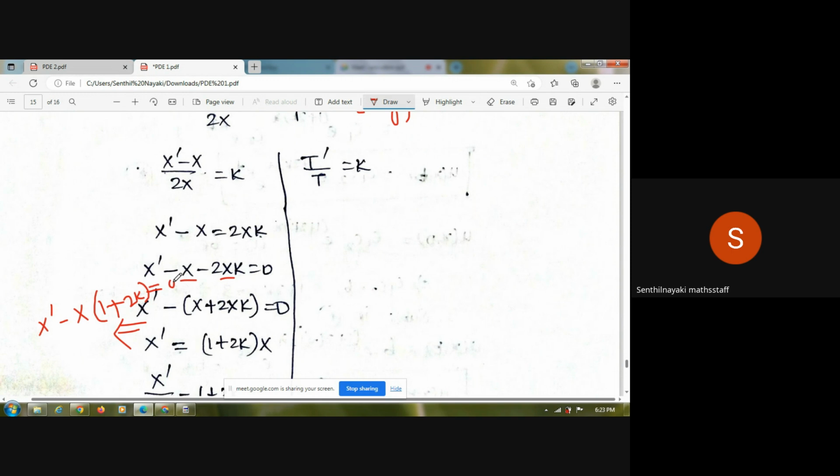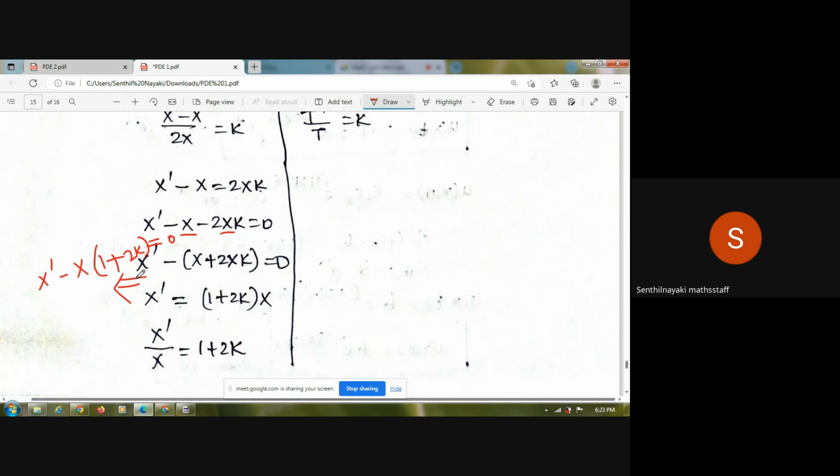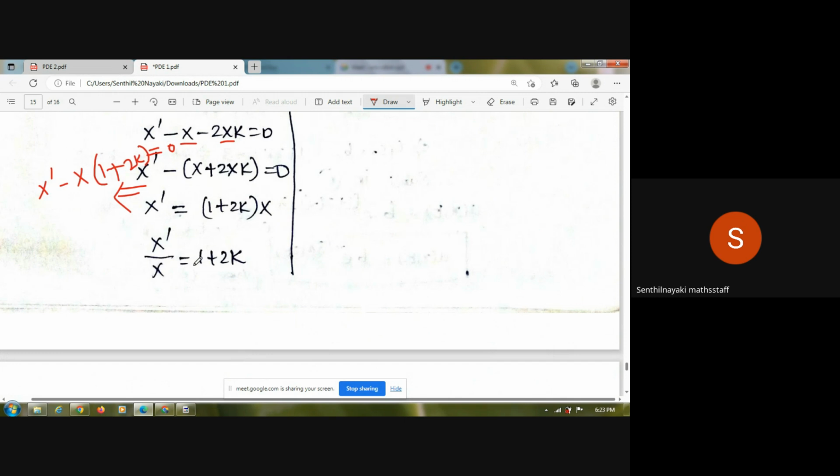So X' minus X into 1 plus 2k. Then if we take this term to the right hand side, X' equals 1 plus 2k into X. Then X'/X equals 1 plus 2k. Now we can integrate this. The left hand side is in the form of dX/X. We know the integration formula for dX/X, that is log X.